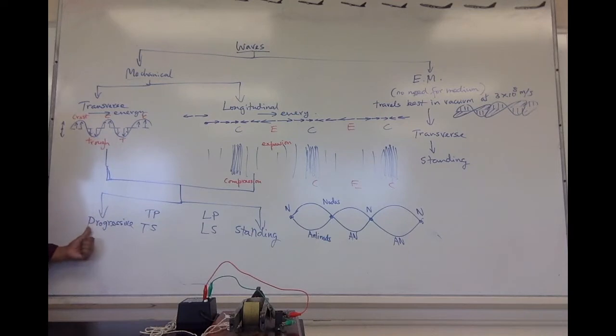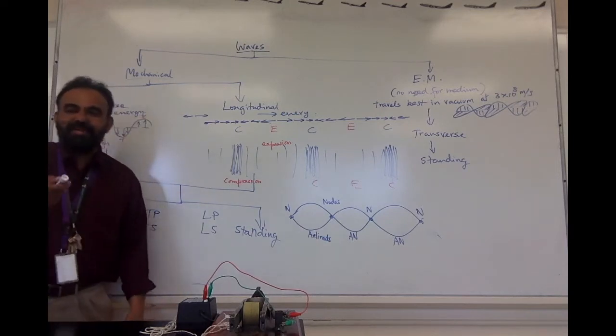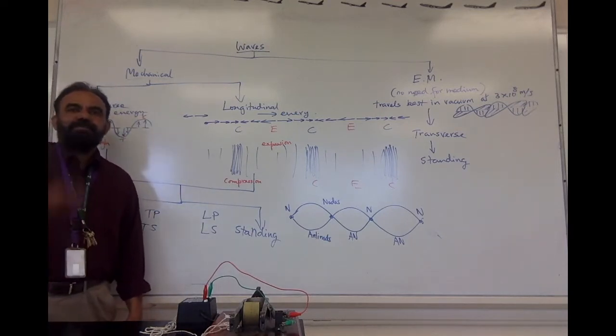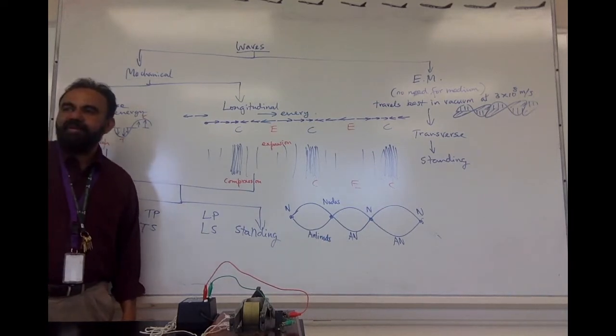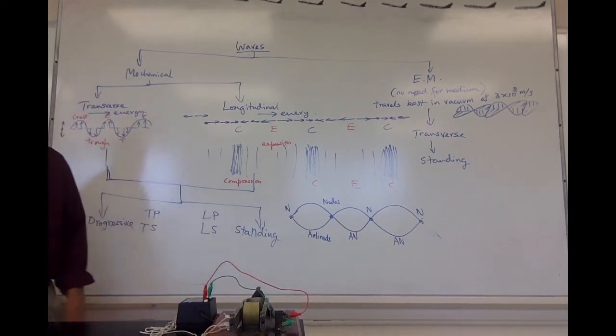So you have a progressive wave, which is a wave continuously moving forwards. Like if you take a rope and just keep bobbing the rope up and down, you get that wave. You can come back again.